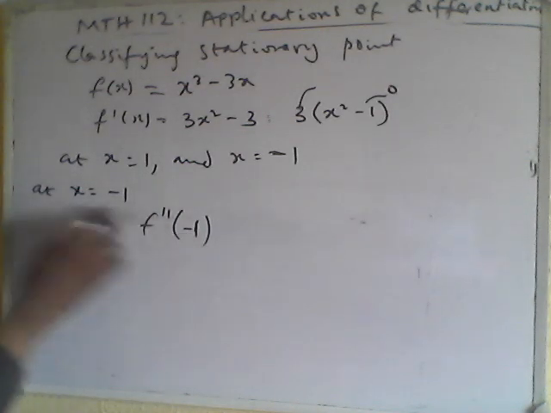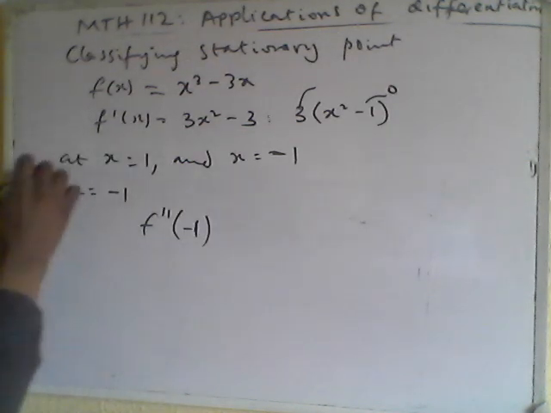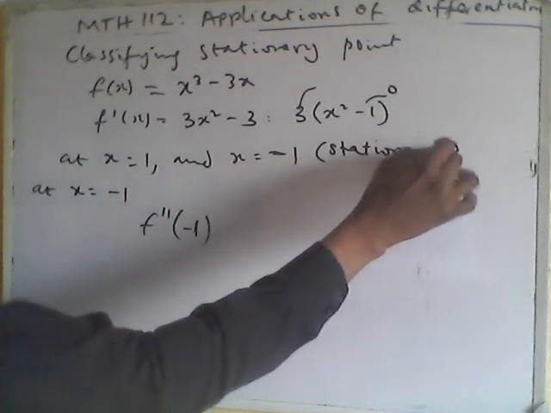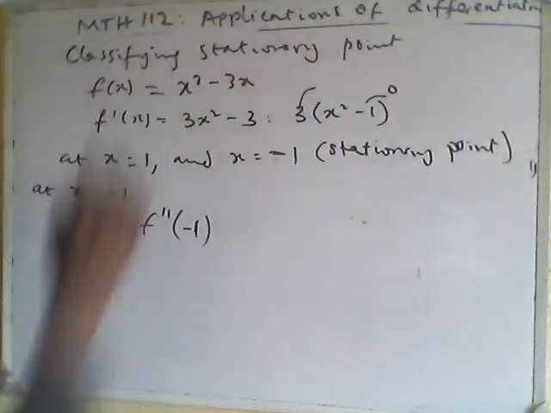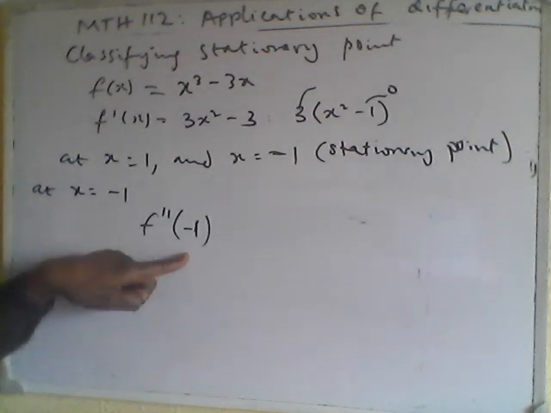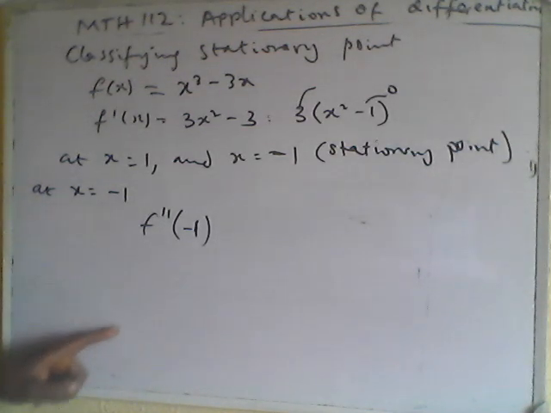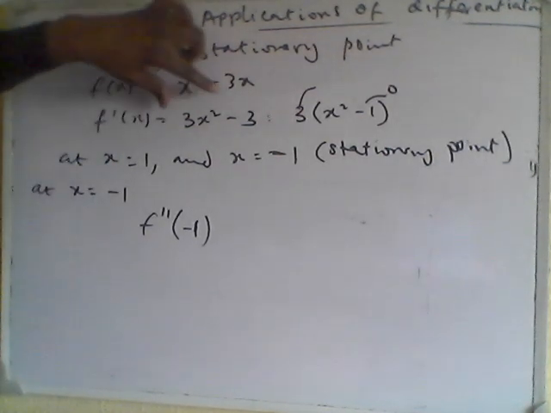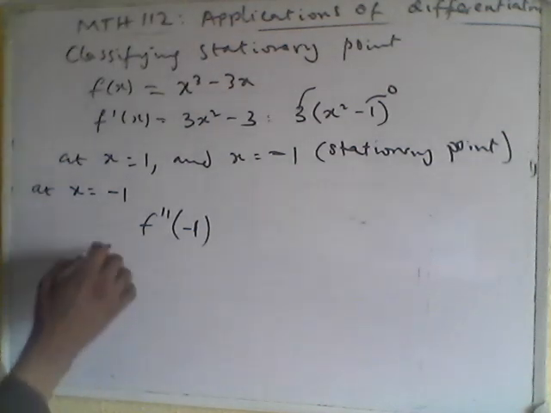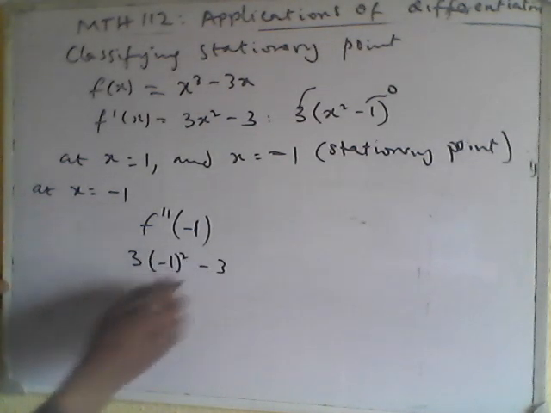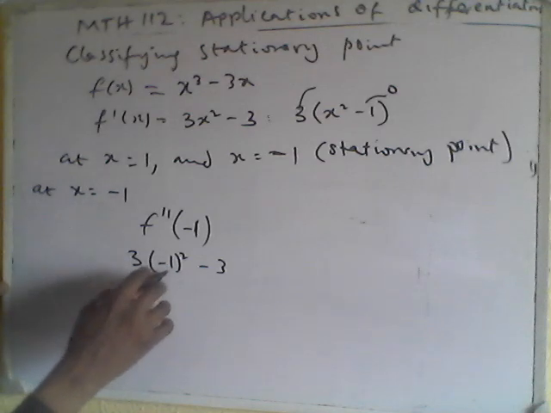The a is actually the stationary point. Remember, it's gotten from the first derivative when you equate to 0. Okay, so f prime prime, if you put 1 inside of it, what will you get? This f prime prime is this one, right? So if I put minus 1 inside that one, I say 3 minus 1 square minus 3.